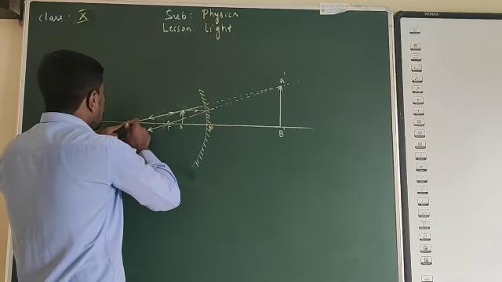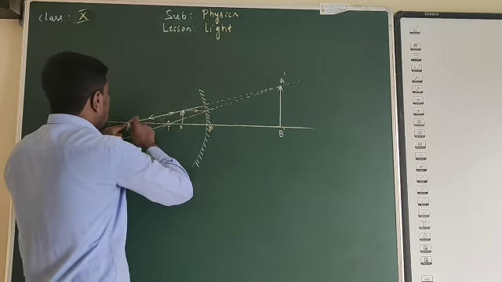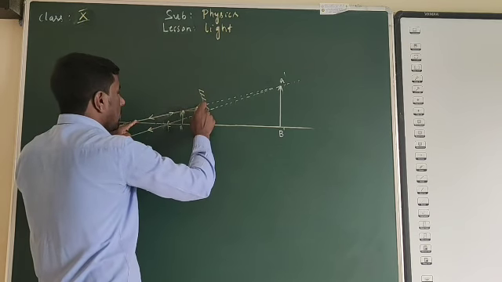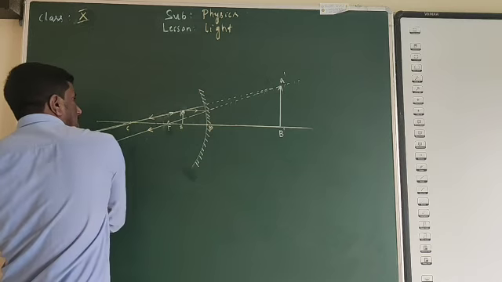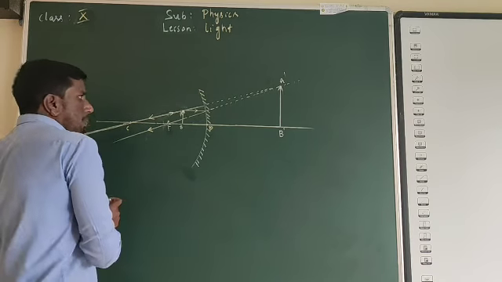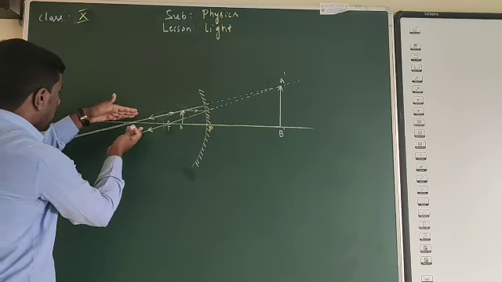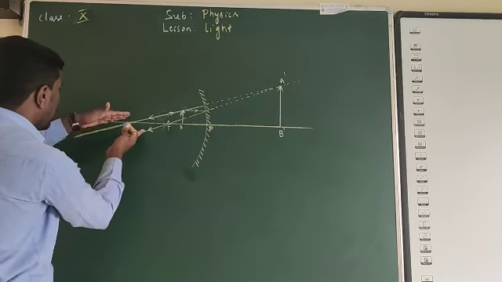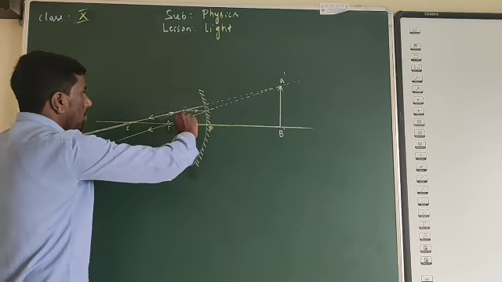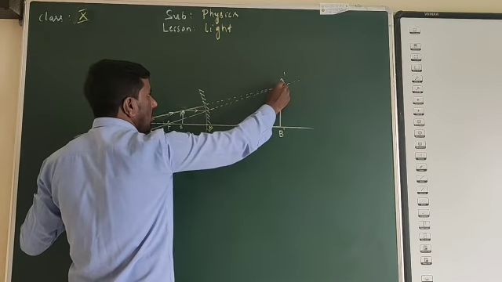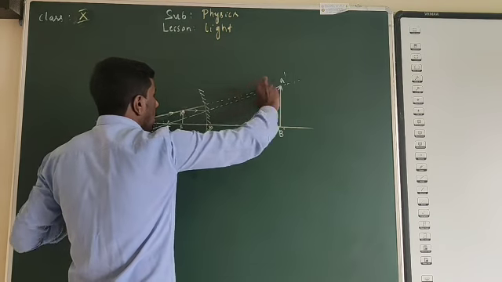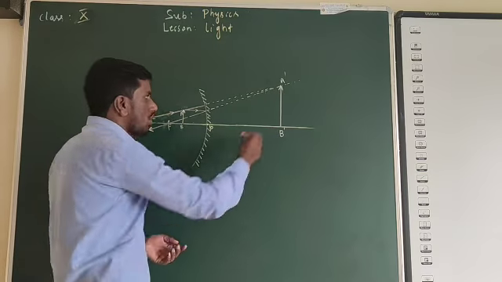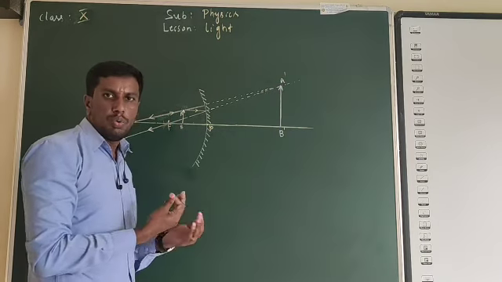The other ray I have taken through the center of curvature. If it is through the center of curvature, after reflection it will follow the same path. It will be reflected through the same path. Okay, so you can observe that the reflected rays are not going to intersect each other. They are diverging, so I need to pull them backwards. If you pull backwards, they will meet here. Since this image is obtained by pulling the backward rays, this is not a real image. It is a virtual image.